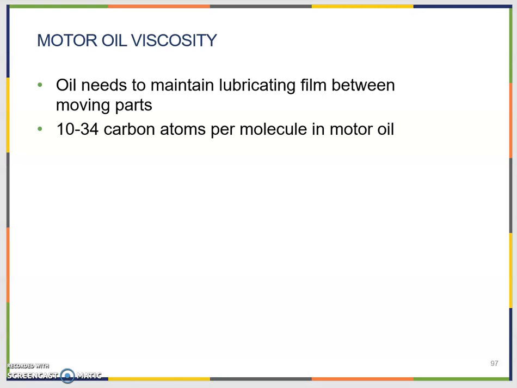While we're on this motor oil kind of tangent, it needs lubrication. It's a blend of hydrocarbons, mostly 10 to 34 carbon atoms per molecule. If you multiply the carbon atoms by 2, you'll roughly get the number of hydrogens that molecule has. So we're talking about molecules that range anywhere from 120 grams per mole to 400 grams per mole. These are pretty big molecules, so they have large London dispersion forces.